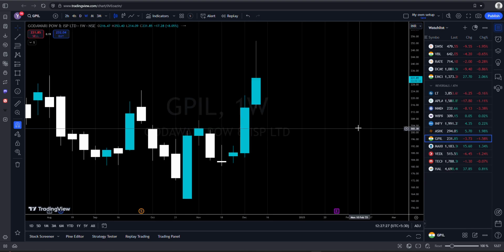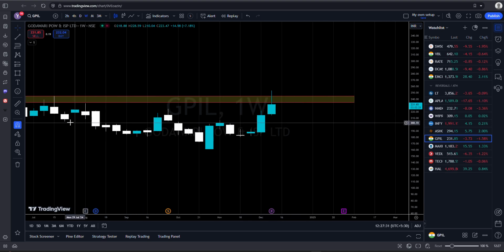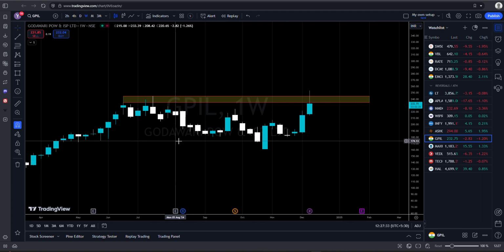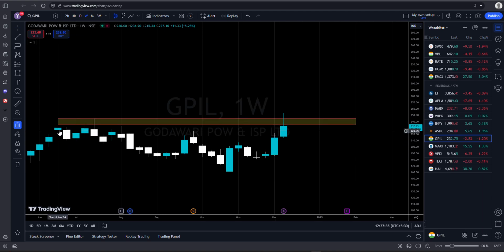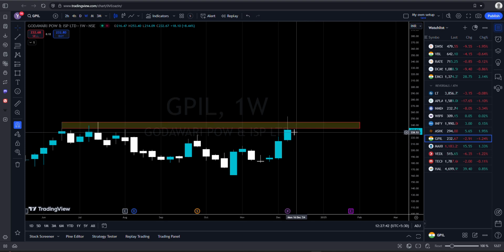GPIL, same thing. On the left side, any highs formed? Yes. See, this is the high formed on the recent left side. I have drawn the line. I am keeping the stock on my watch list, ready. Whenever a weekly candle closes above this line, I will buy the stock.